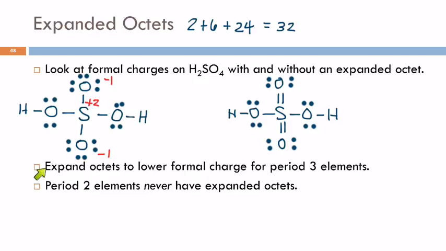So this is important. We can expand octets to lower formal charges for period 3 elements, or higher, but we're just not going to run into them. Period 2 elements never have expanded octets.